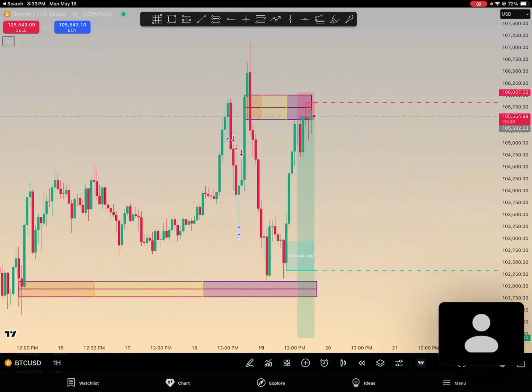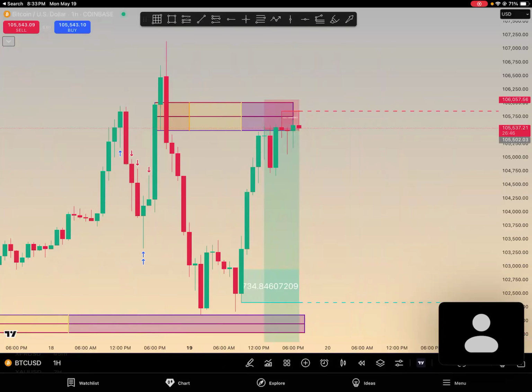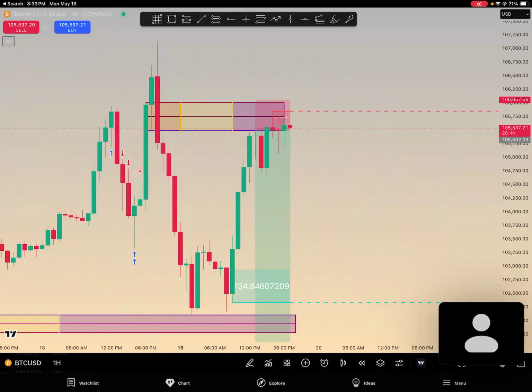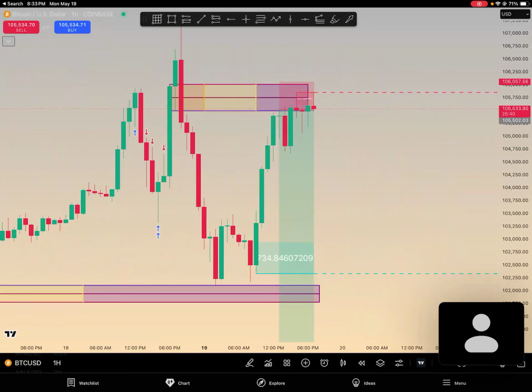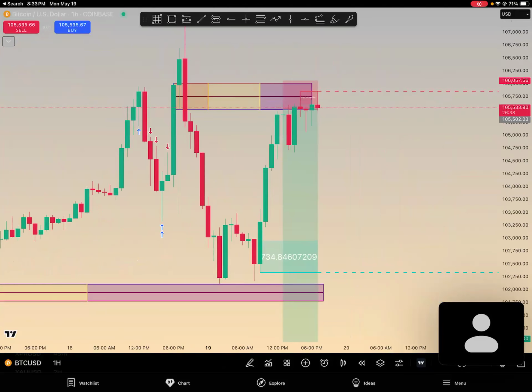Okay, so I think one is here. So this Bitcoin, what do you think about this? You know, also right here we can see double, what's it called now? Equal low. So we can see equal low, which means there is inducement laying down here.